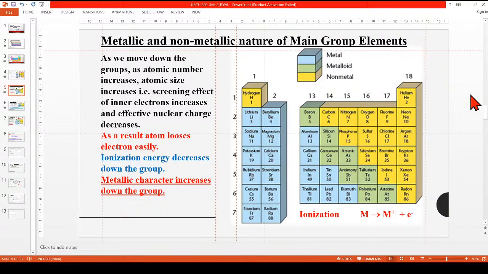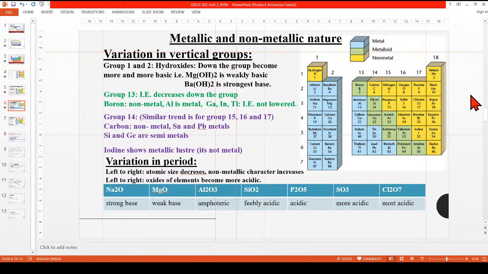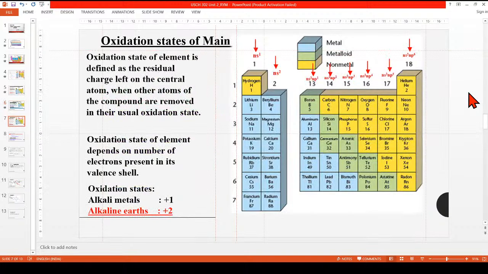Then, oxidation states of elements in main group elements. Oxidation state of an element is what? It is the residual charge left on the central atom when the other atoms of the compound are removed in their usual oxidation state.